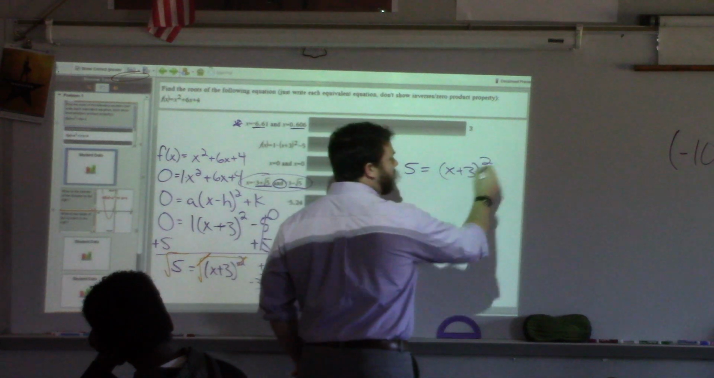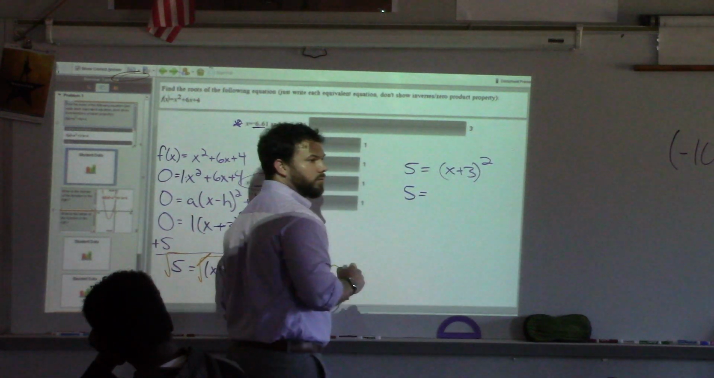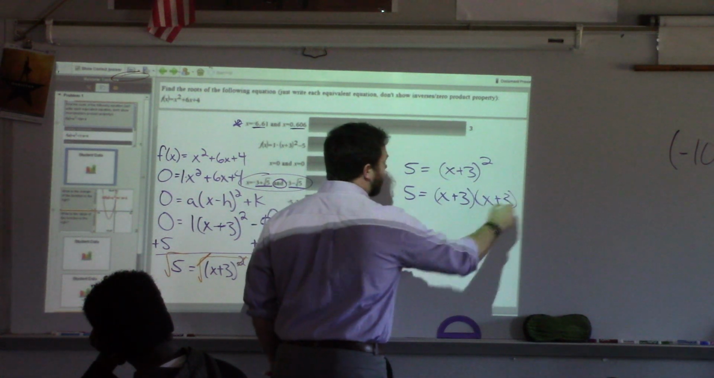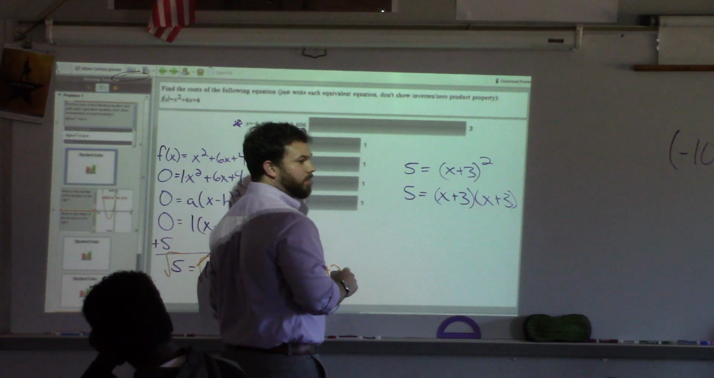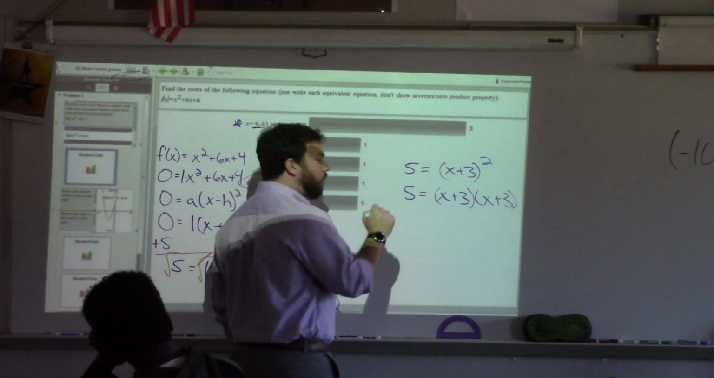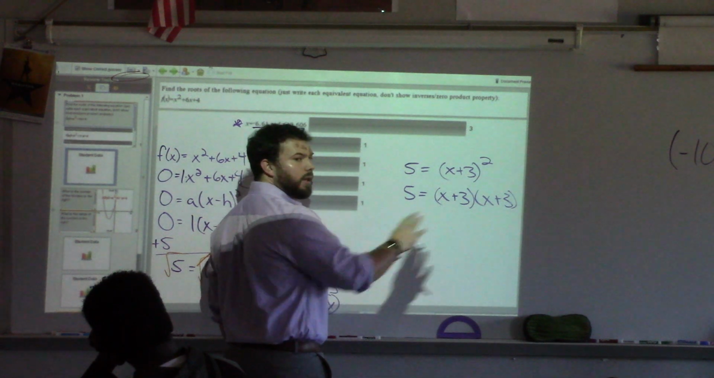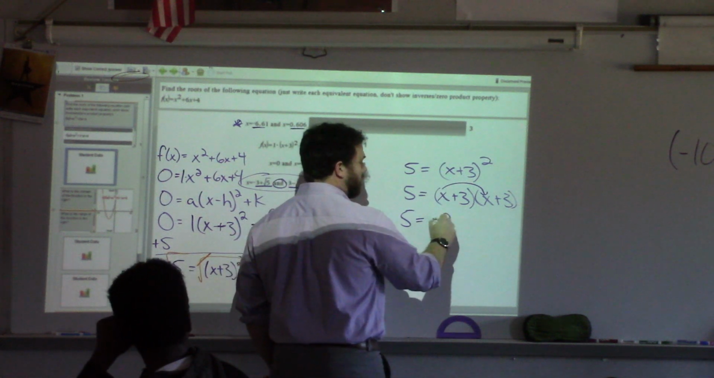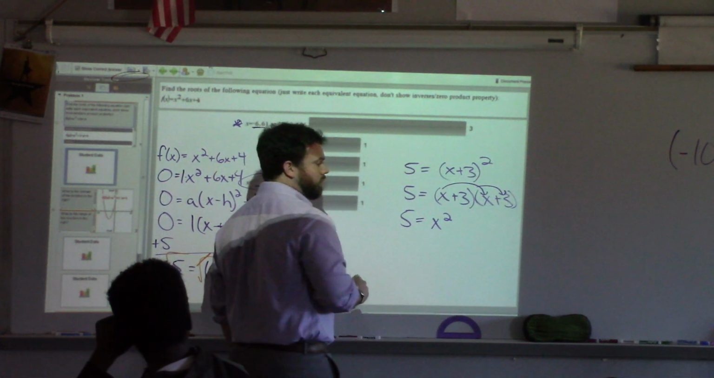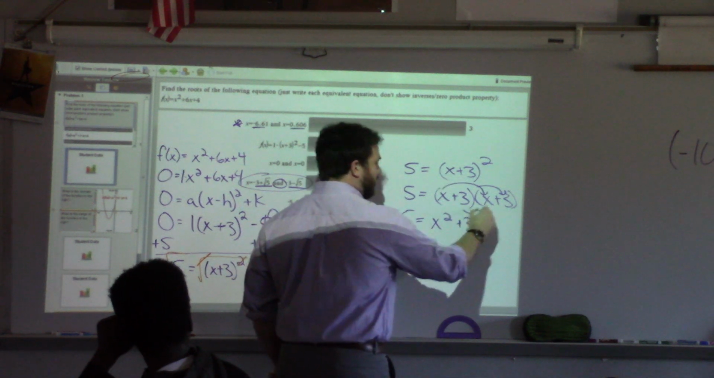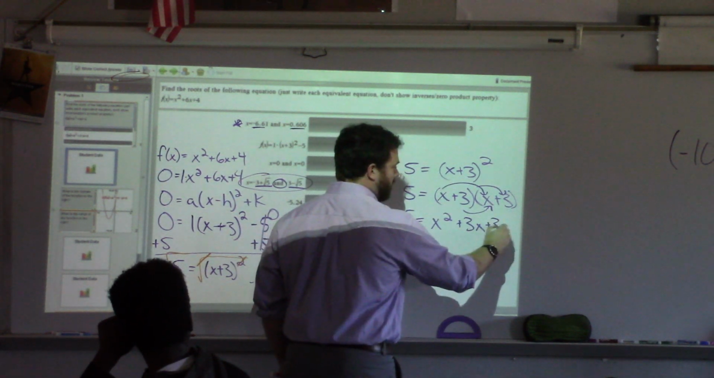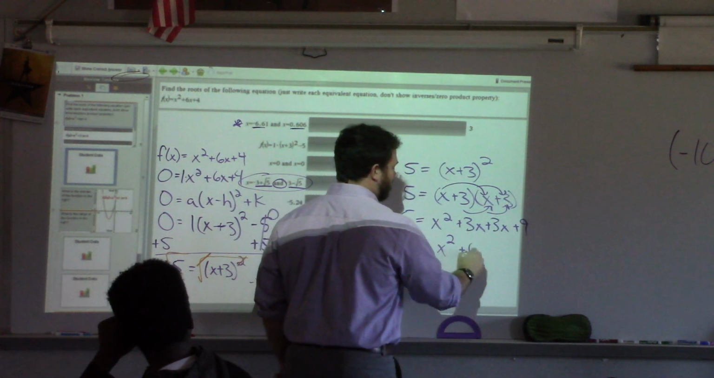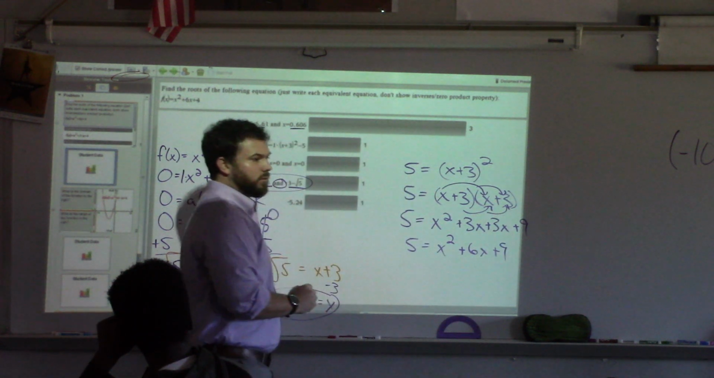If you square this, first off, what does it mean to square? Multiply it by itself. You would not get x squared plus 9. What would I need to do to square this, to multiply it by itself? I would have to distribute, which does give me an x squared. But then what's x times 3? 3x. What's 3 times x? So do you just get x squared plus 9? No.